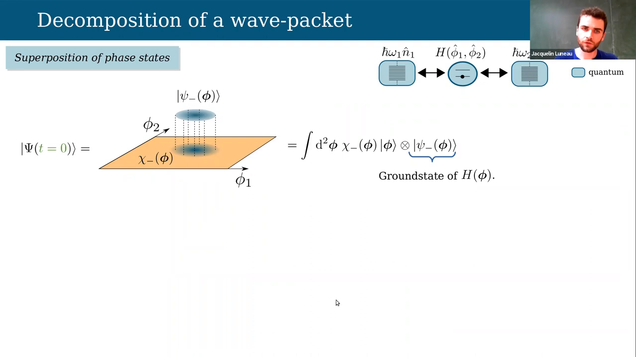And so the state will have a given extension in phases phi 1 and phi 2, given by a wave function chi. What kind of superposition we can consider is this kind, where each phase component is associated to the ground state of the Hamiltonian, which depends on the classical phase. And this kind of state is actually natural because they are used in the Born-Oppenheimer approximation.